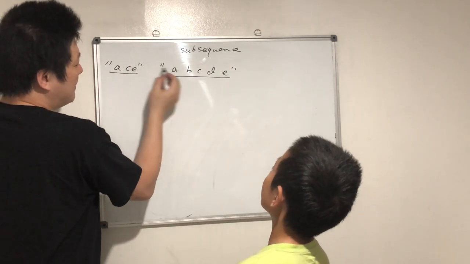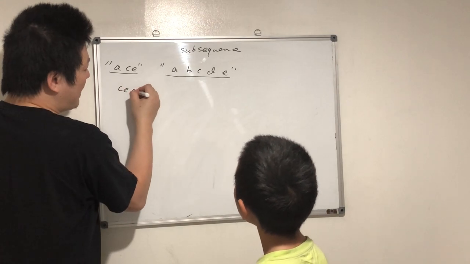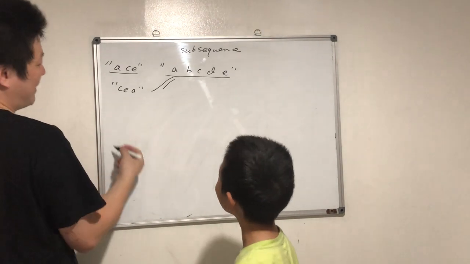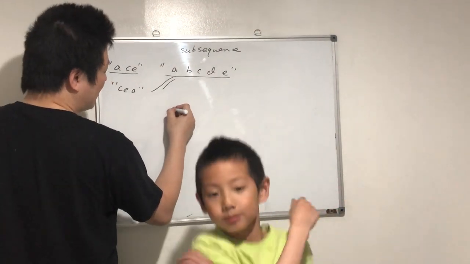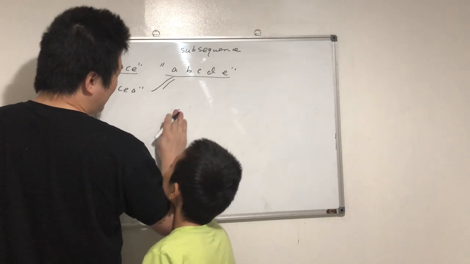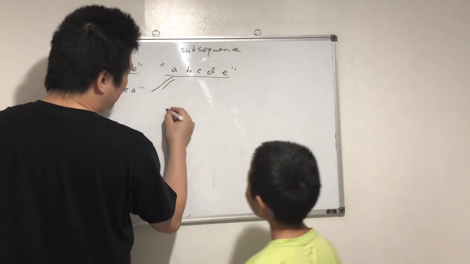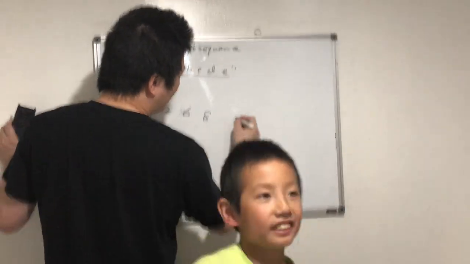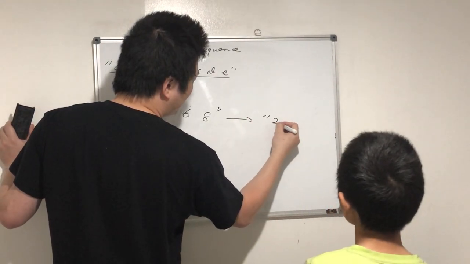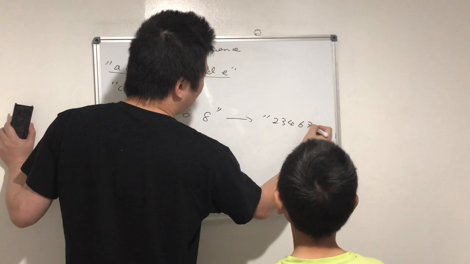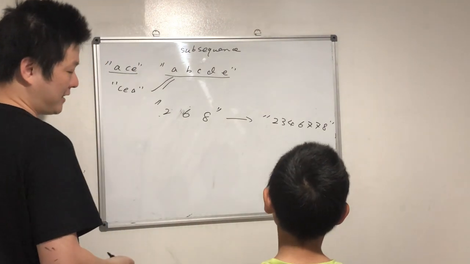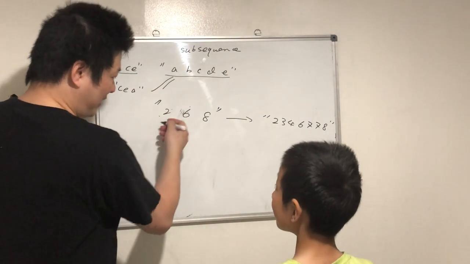Look, A, C, E. But is C, E, A a subsequence of this? No. Why is that? Because they're in the wrong order. Okay, another one. Is 2, 6, 8 a subsequence of 2, 3, 4, 6, 7, 8? Yes, I guess so.